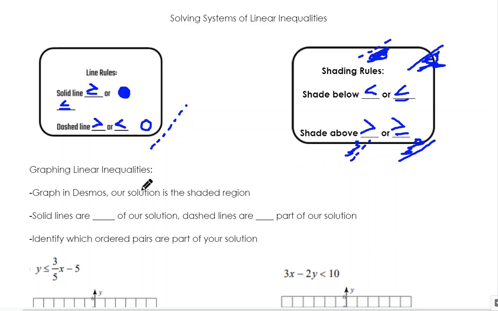Okay, so how do we do this? Well, we're going to graph them in Desmos. Our solutions are in the shaded region. So solid lines are part of our solution. If I get a dot that's on a solid line, that is part of our solutions. If you get a dot that's not on a solid line, it's on a dash line, then it's not part of our solution. Okay? All right, so let's do some of these together on Desmos and see how we do.